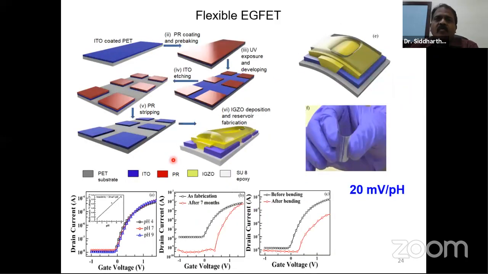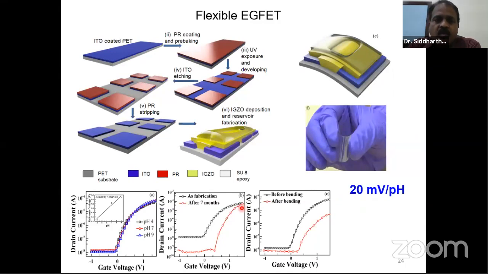So then what we did, so far we have been working on rigid substrates, then we looked at flexible substrates. Once we're utilizing flexible substrates, transferring all these things is not easy because the process changes. In this particular case, we used an ITO coated PET, and we utilized different processes. On the basis of this, we again had some results. We were able to get to 20 millivolt per pH. And the best result we have seen is 37 millivolt per pH, but for a different design.